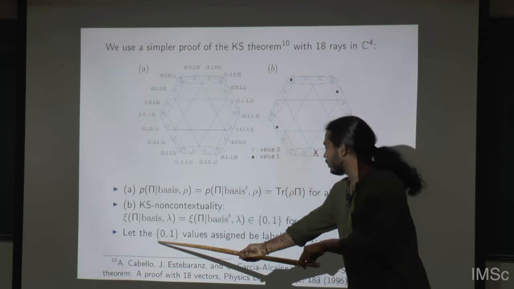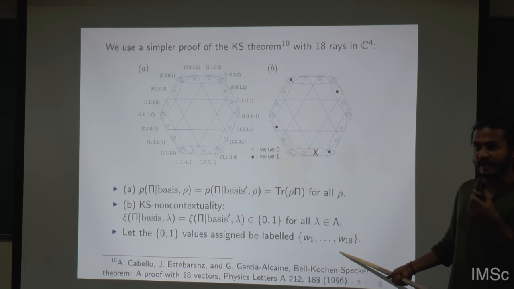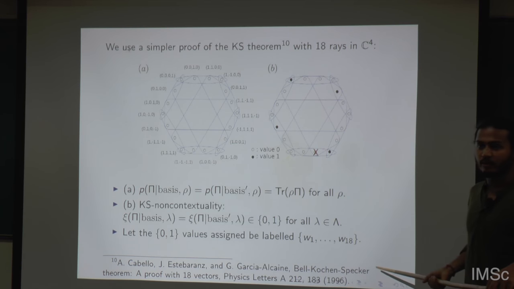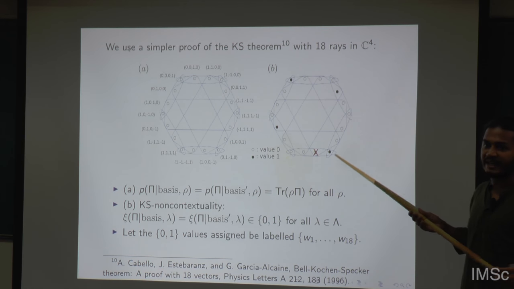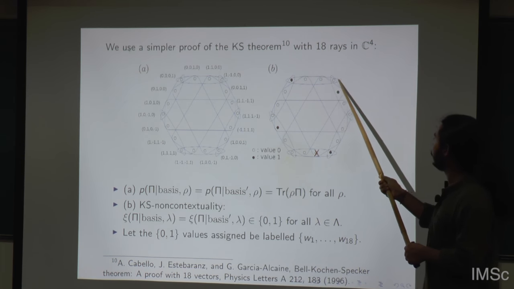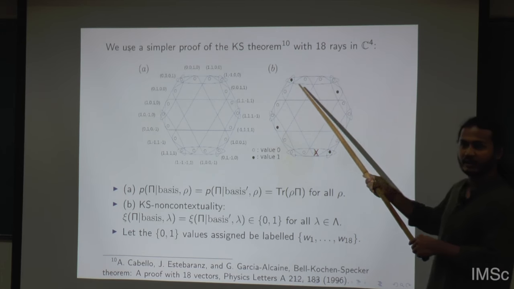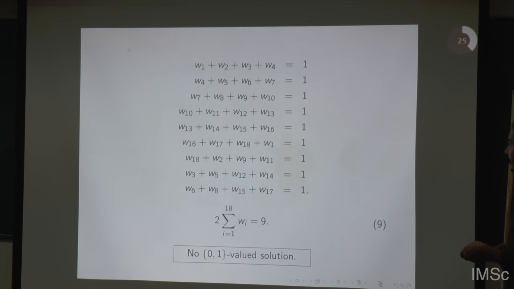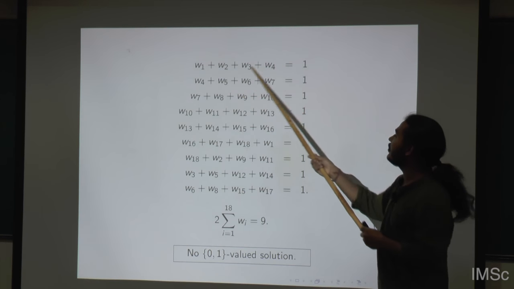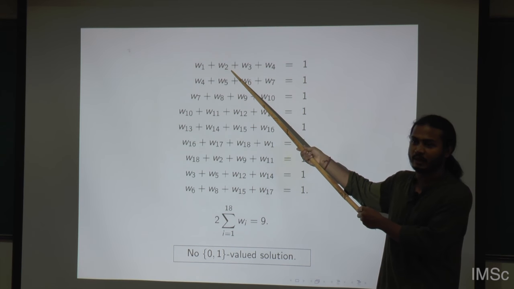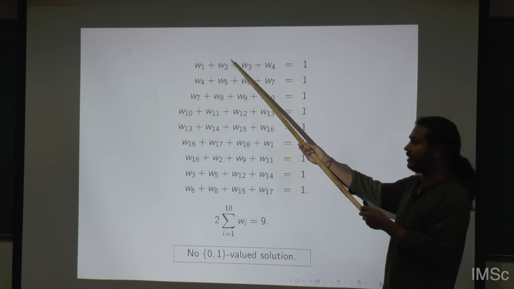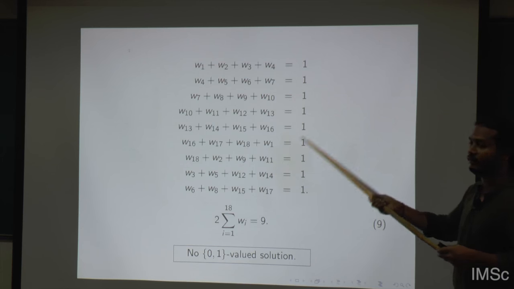So let's call the 0, 1 values that a given lambda assigns to these outcomes W1 to W18. Okay? W1 to W18 are just numbers, 0 or 1. So W1, W2, W3, W4, and so on to W18. That's the labeling. So if you just write down, this is just normalization. This is just saying that in every measurement, exactly one outcome occurs. There are 9 measurements.